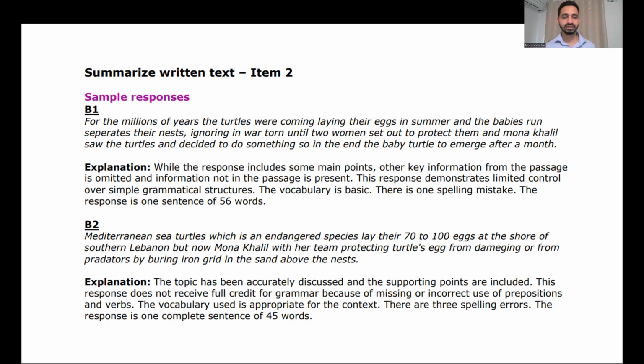All right, B2 level. Mediterranean sea turtles, which is an endangered species, lay 70 to 100 eggs. We want to avoid that kind of detail. We don't want to talk about that detail. But anyway, at the shore of southern Lebanon, but now Mona Khalil with her team protecting. There's an auxiliary missing, the grammatical problems as well. Turtles, eggs from damaging, so spelling mistake as well, or from predator, the spelling mistake as well, by burying iron grit in the sand above the nest.